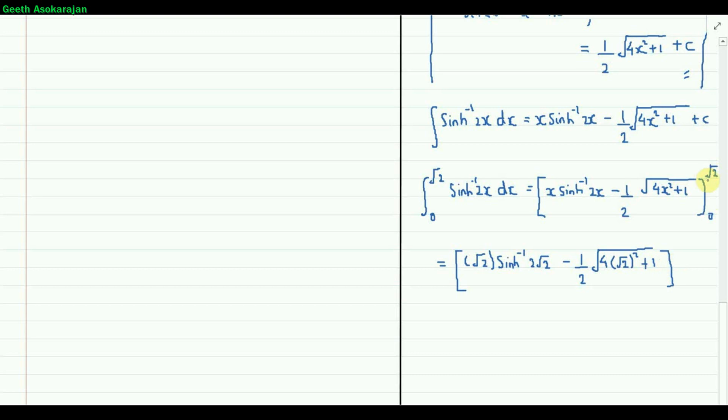So that is what it should have upon replacement of the upper limit being root 2 minus, and let's replace the lower limit, which is 0. So x is 0. So 0 into the inverse hyperbolic sine of 2 into 0 minus the half into the root of 4 into 0 squared plus 1. And let's tidy this up. So in this case, let me continue over here.